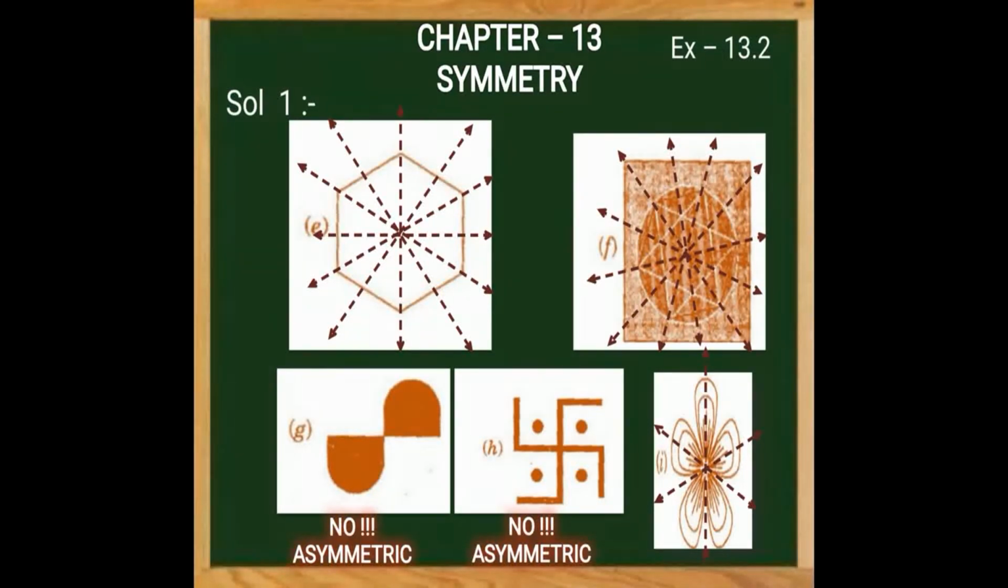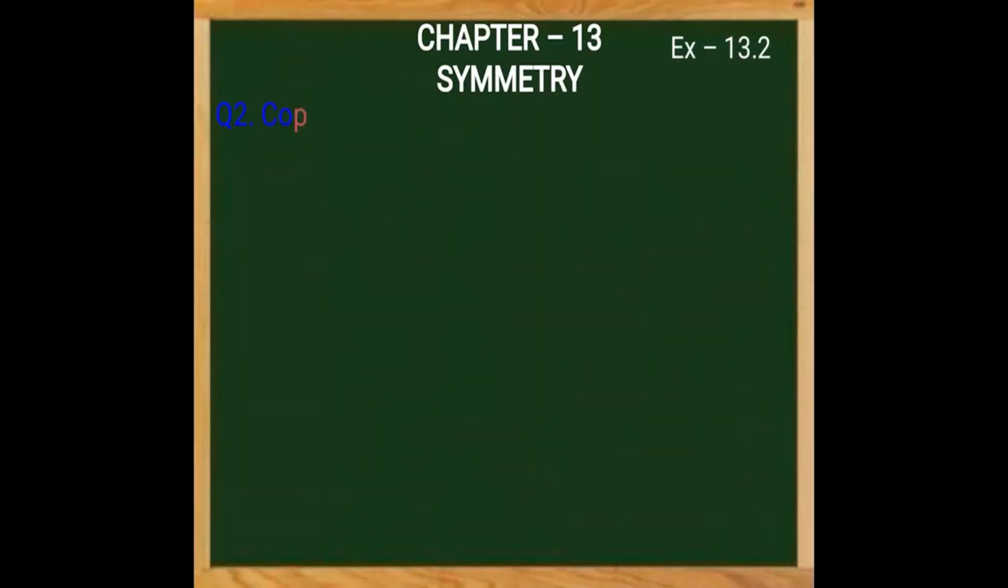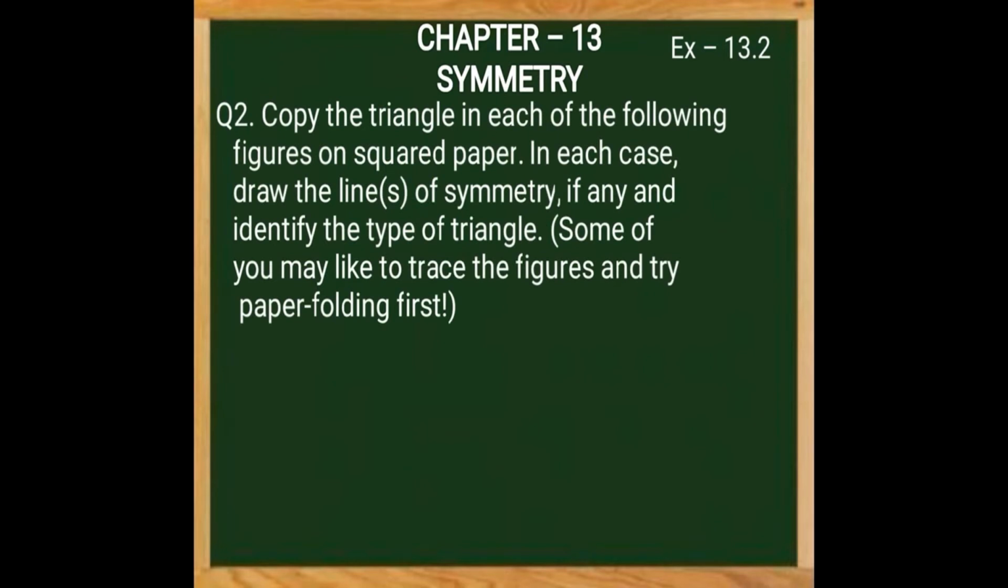Let's move to our next question, number 2. Question number 2 says, copy the triangle in each of the following figures on a squared paper. In each case, draw lines of symmetry, if any, and identify the type of triangle. Some of you may like to trace the figures and try paper folding first. Quite a good amount of things to deal with.